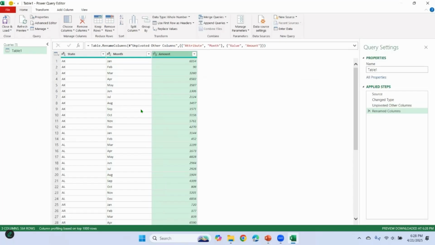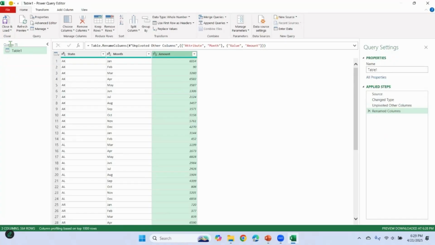All right, so now we have everything here. The next thing is to close and load. If I simply click close and load, what will happen? Just see here, I said that all the steps will be applied here. See here, unpivoted is here, and a rename column is here. So all the steps will be applied here.